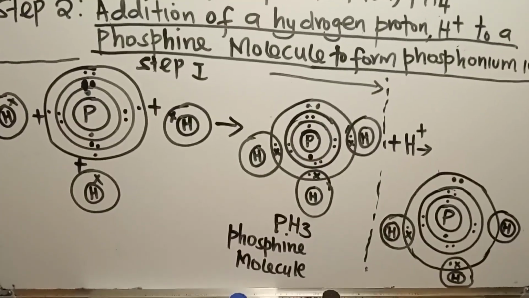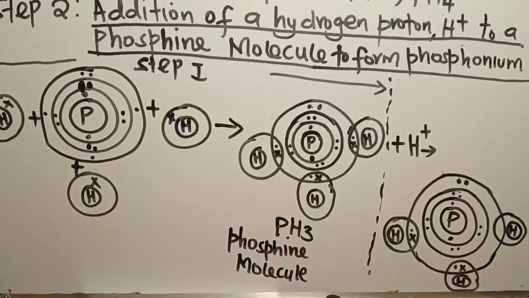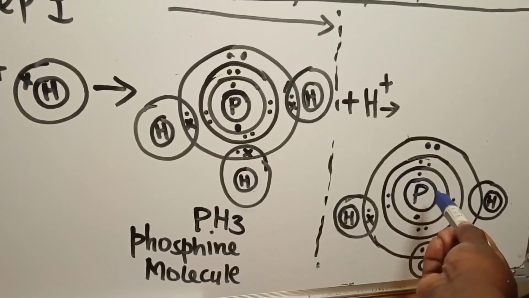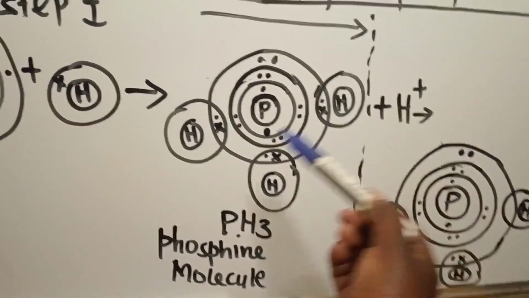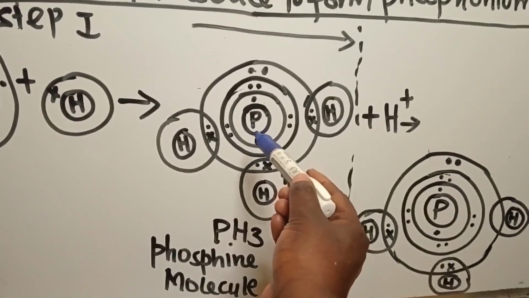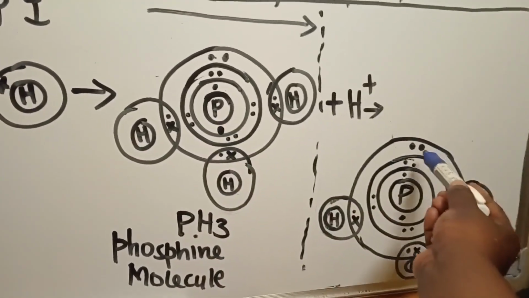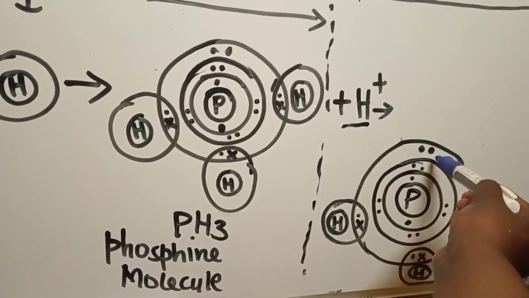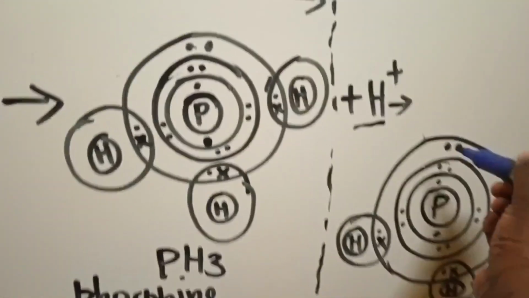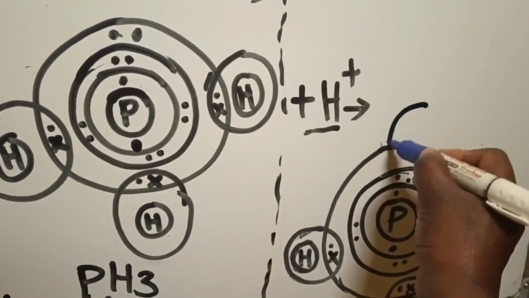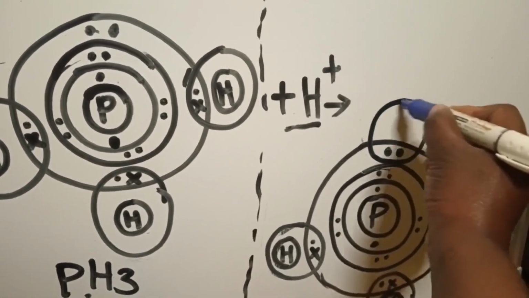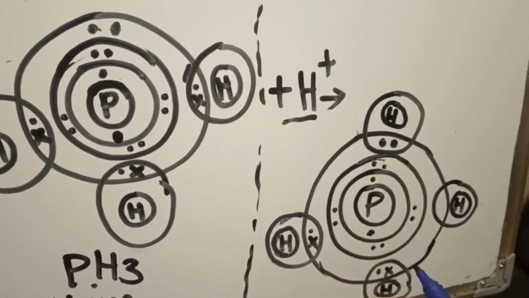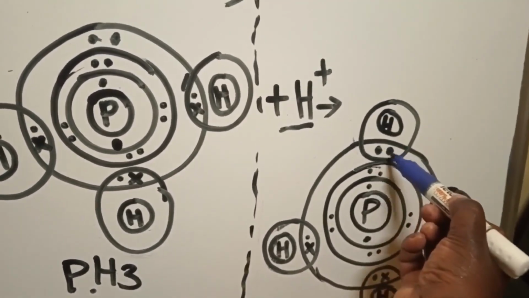So having drawn the same diagram that we had for the phosphine molecule, because this diagram that I have just drawn here is what we had for the phosphine molecule, the lone pair is still at the top. So this hydrogen proton will come in and attach itself there. So very nicely we indicate that this hydrogen is coming to attach itself there. So you see these 2 dots.